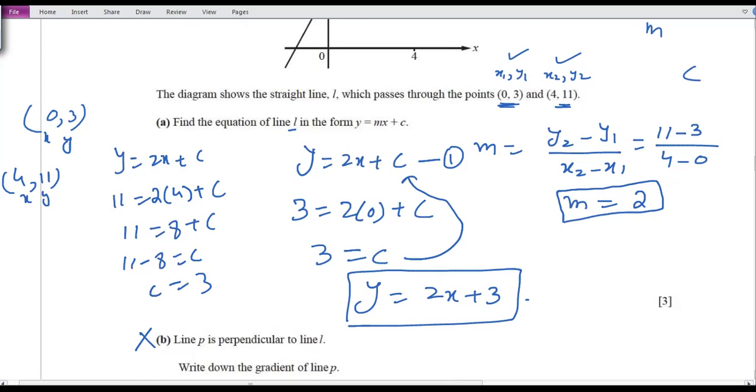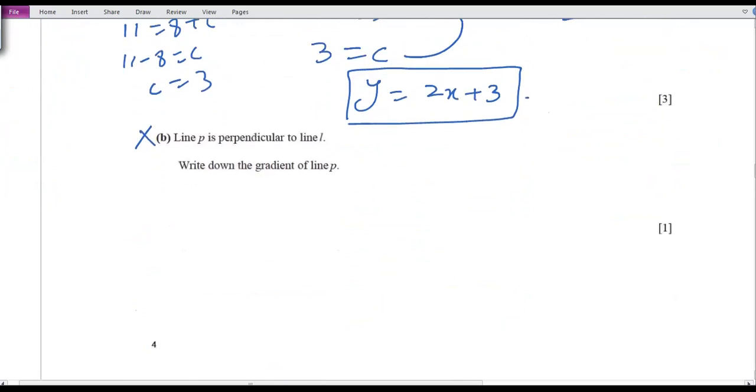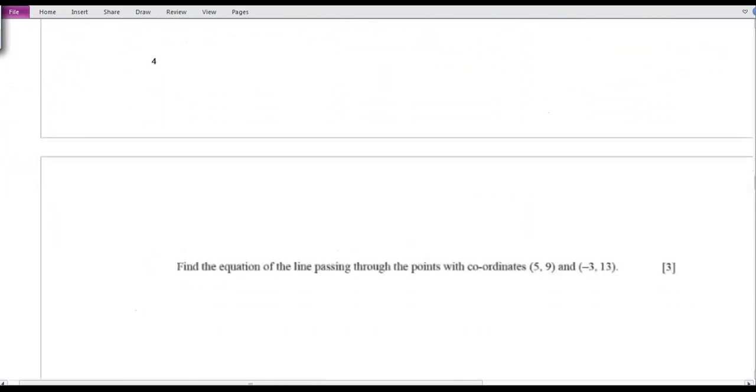About the perpendicular and parallel, inshallah, tomorrow we will discuss. So that's why I'm not going into it right now.